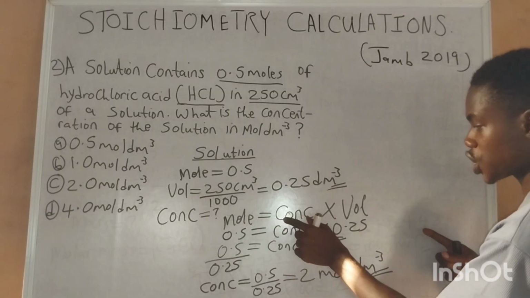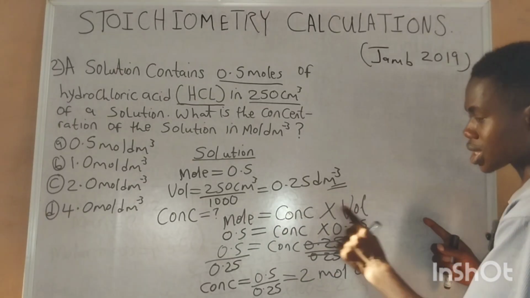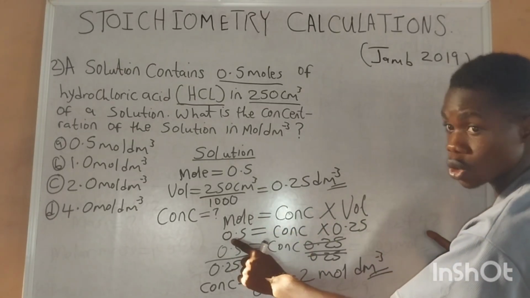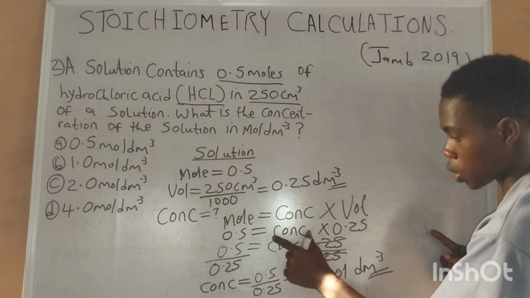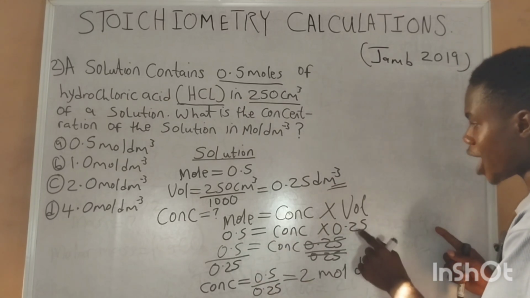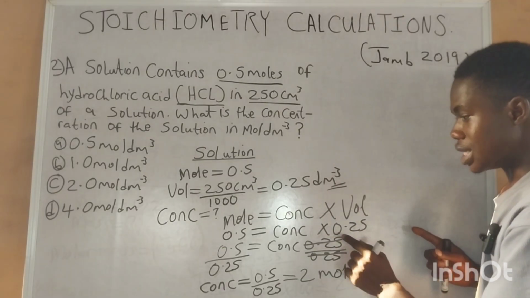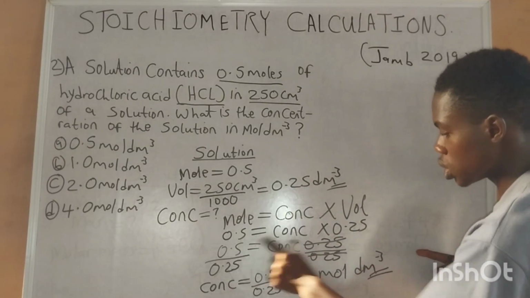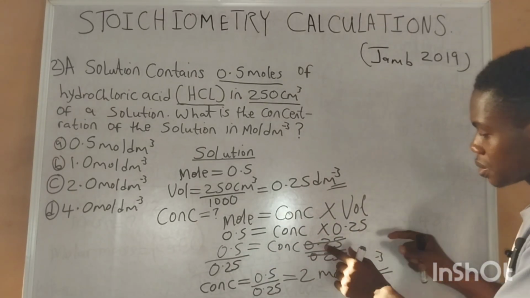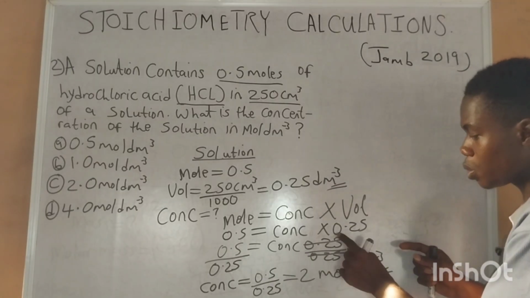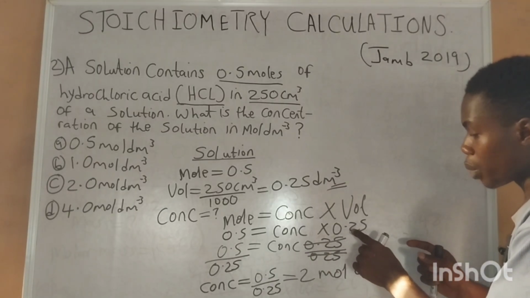Now the formula we use for calculating this particular question is mole equals concentration times volume. Our mole given to us in the question is 0.5 equals concentration times 0.25 for our volume. We got it in dm cube. Now we're going to divide both sides by the coefficient of this concentration, which happens to be this volume, which is 0.25.